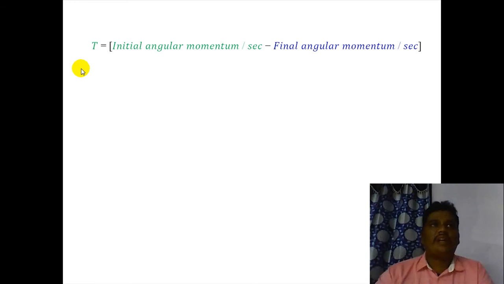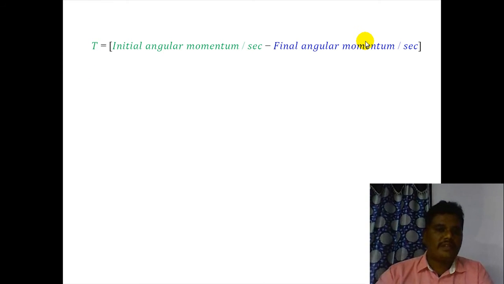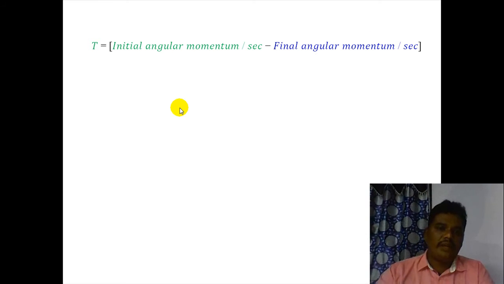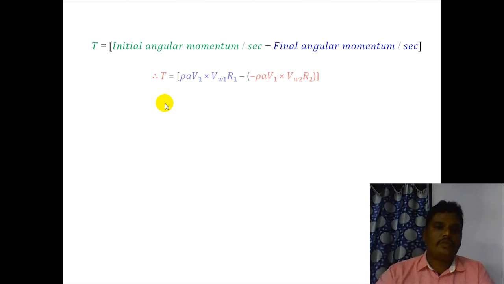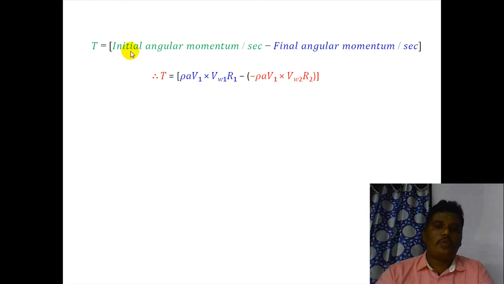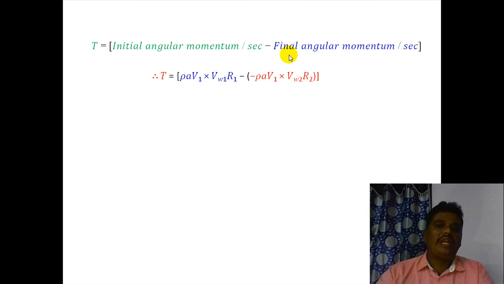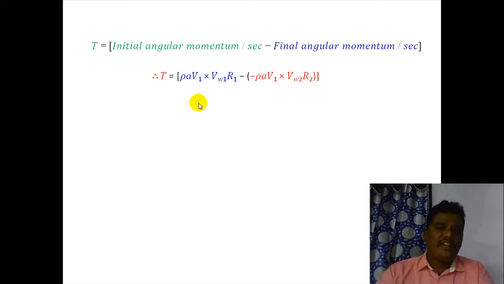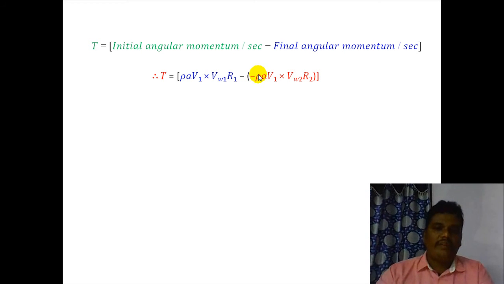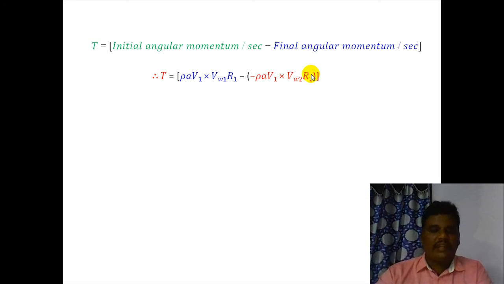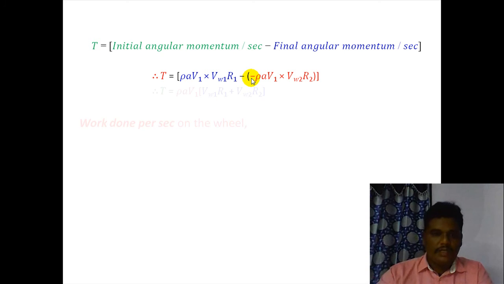Now, torque T is equal to the rate of change of angular momentum, which is the initial angular momentum per second minus the final angular momentum per second. We derived the expression just now. T is equal to the initial angular momentum, rho a v1 multiplied by Vw1 r1, and the final outlet angular momentum is minus rho a v1 multiplied by Vw2 multiplied by r2. We got this in the previous slide. Now both are positive, because minus of minus becomes positive.